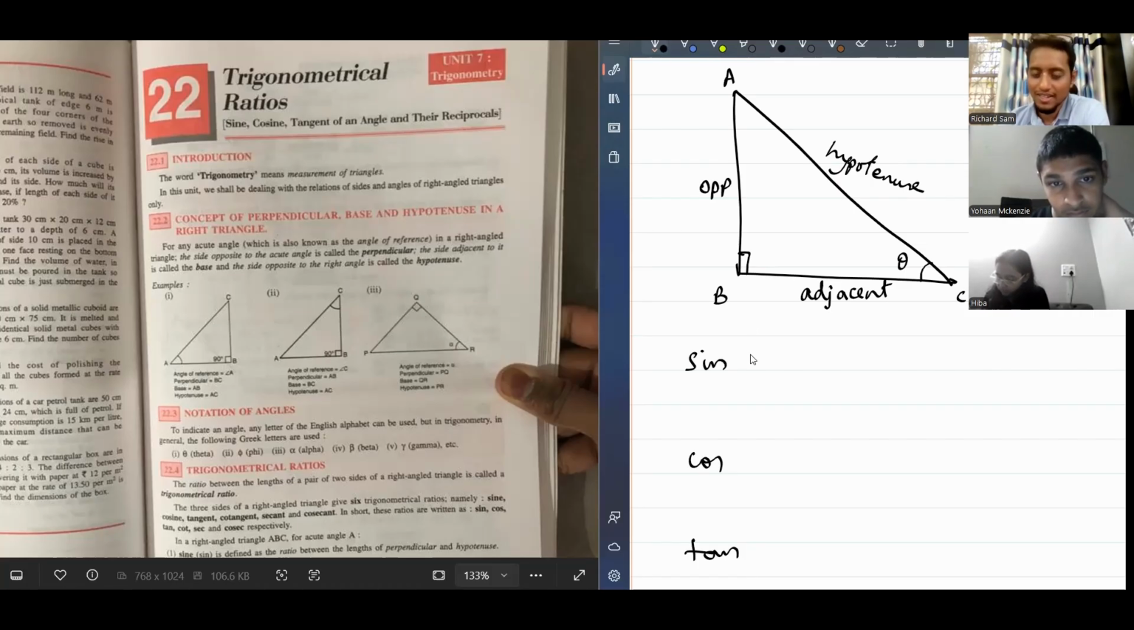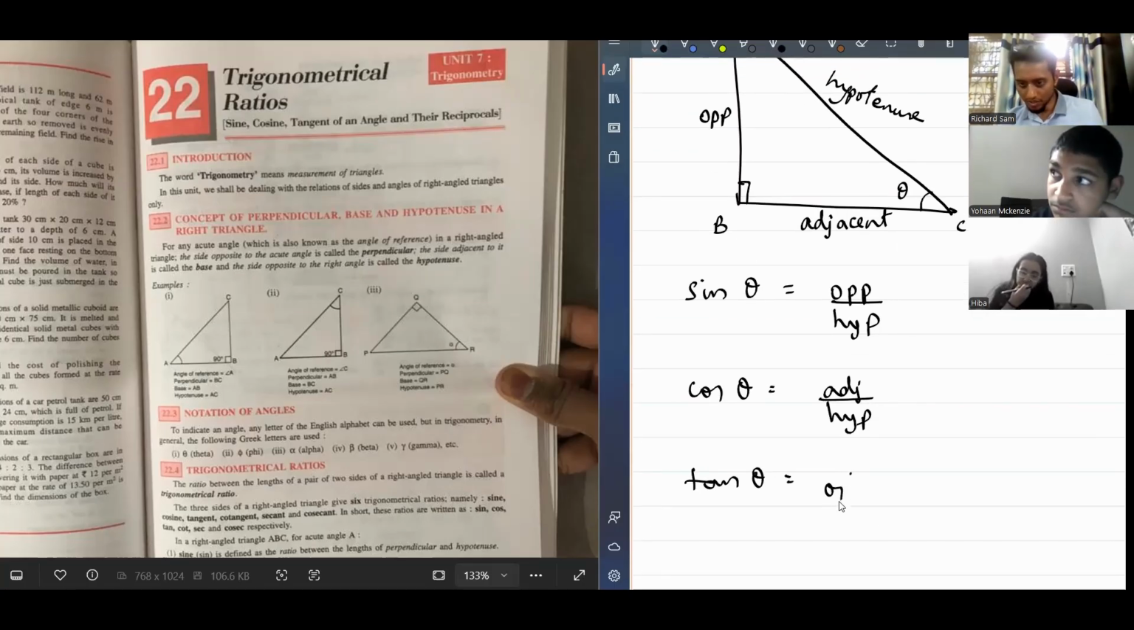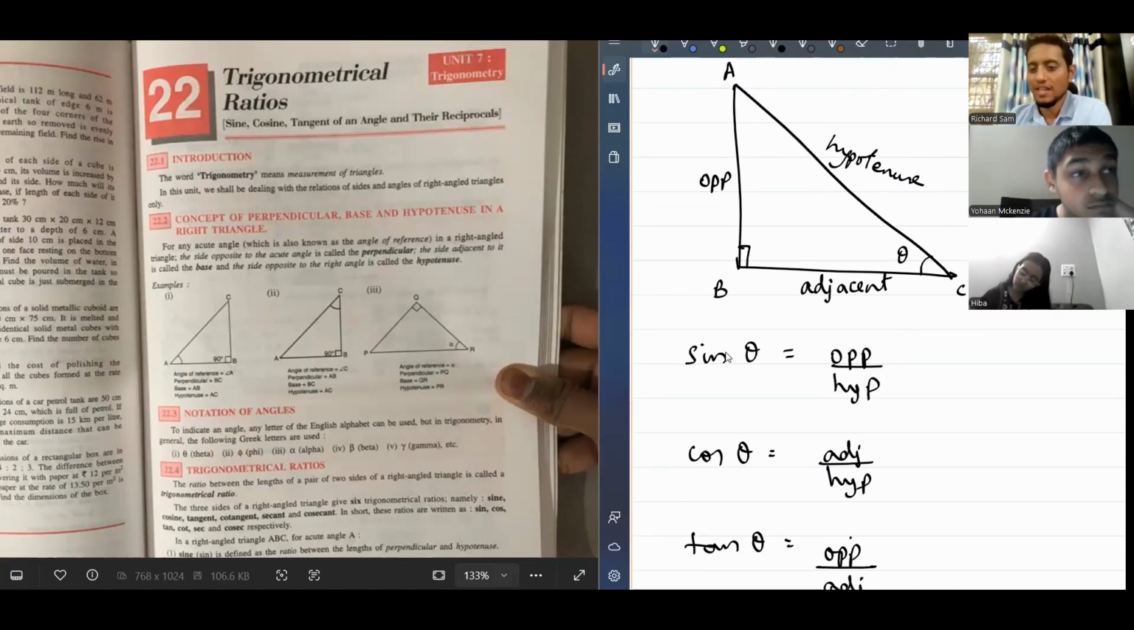Now there are some formulas here. Sine theta is equal to opposite upon hypotenuse. Cos theta is equal to, I'll show you a way to memorize it. I'm just writing the formulas for now. I'll show you how to memorize them. Cos theta is equal to adjacent upon hypotenuse, and tan theta is equal to opposite upon adjacent.